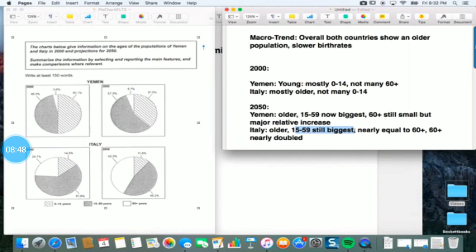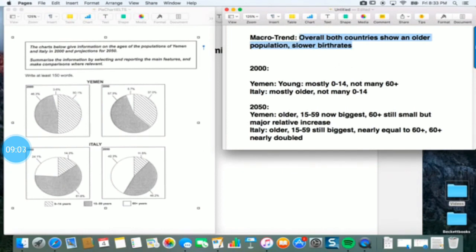Now don't worry, if you looked it over and you didn't get all this information, that's fine. The main thing is to practice, okay? If you practice, you'll get better at this. But again, the most important thing up here at the top is that overall trend, okay?